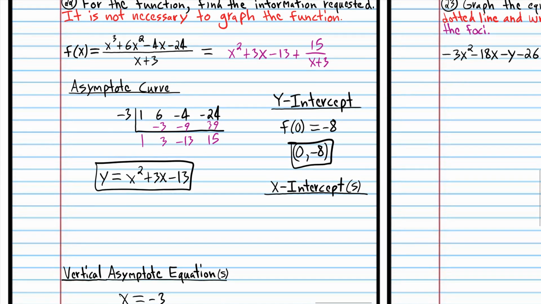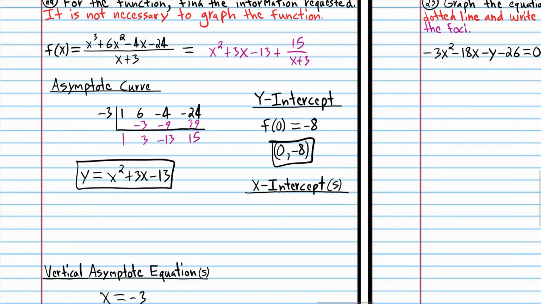So x-intercepts, in order to find the x-intercepts, we need to factor, or we need to somehow factor this expression. We could use the rational zeros theorem, but it turns out we can actually use grouping on this. So I'm going to factor out x squared from the first two terms. I'm going to factor out negative 4 from the third and fourth term.